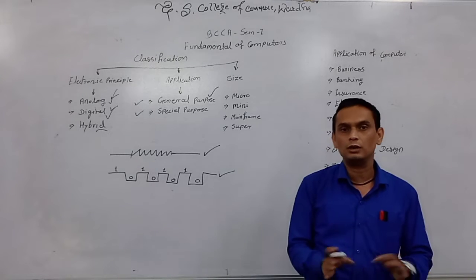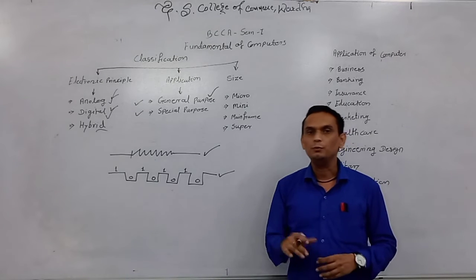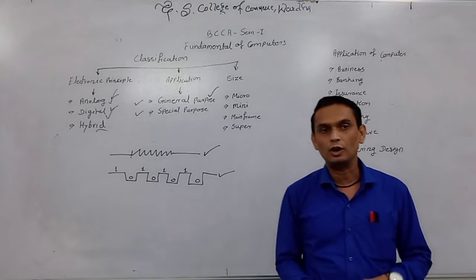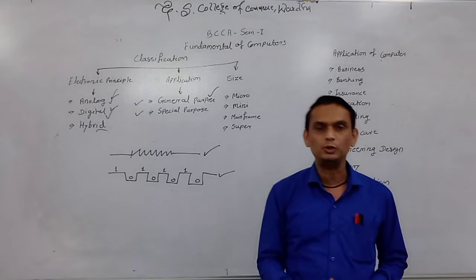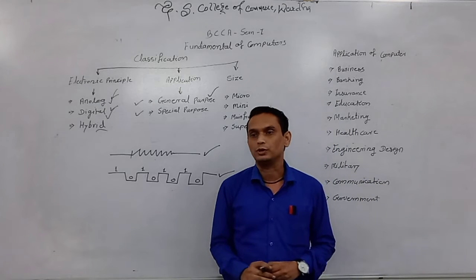We can print, we can input, we can take output, we can calculate, measurement can be done, and scientific research can be done on that computer. Therefore, any type of work can be done on that computer. Therefore, it is a general purpose or versatile computer.